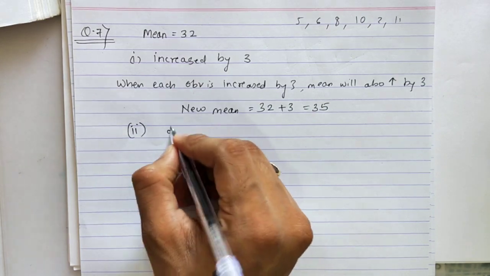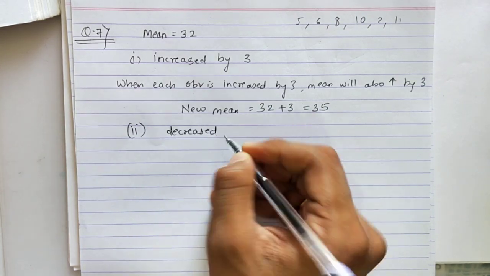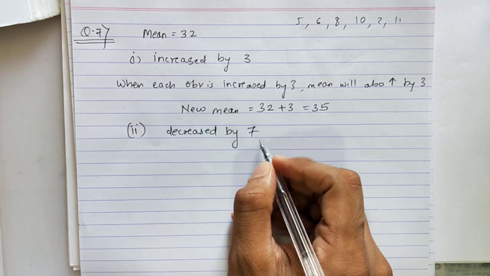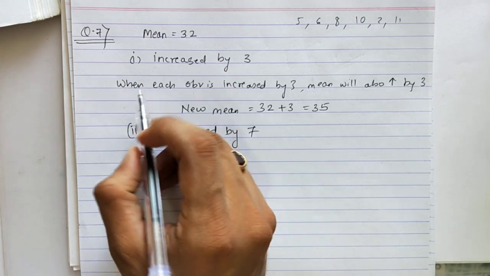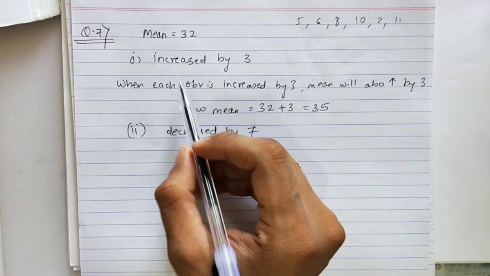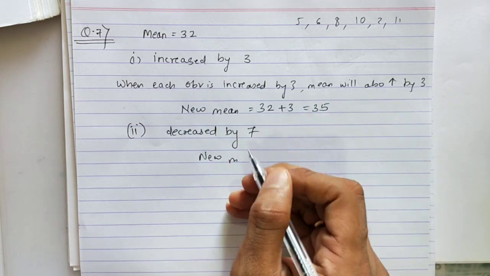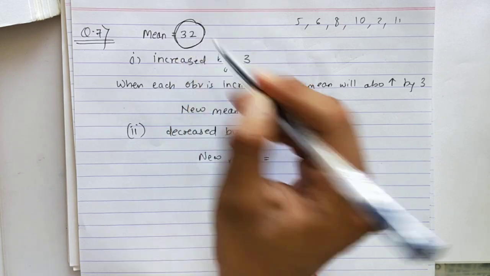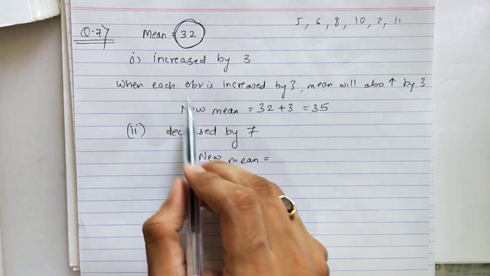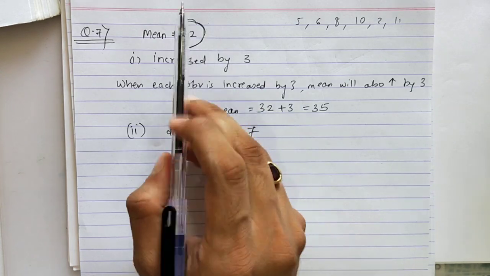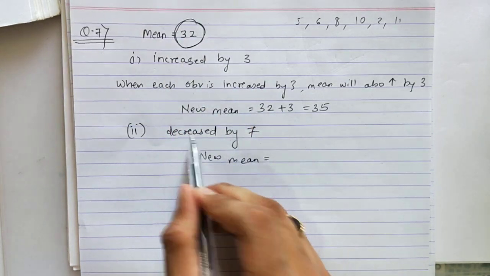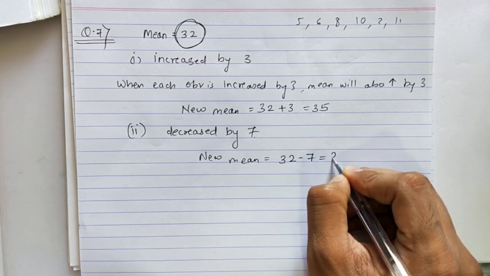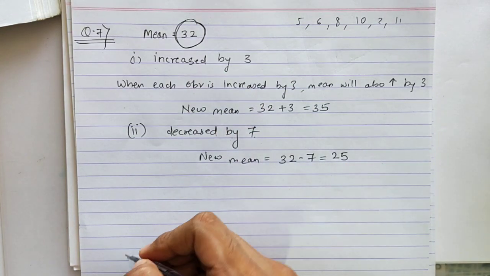The second sum was also the same, where it was said that each observation is decreased by 7. If each observation is decreased by 7, what will the new mean be? You have to write the statement again. I had written the statement in the last video, you also write this statement again. In all the sub questions you have to use this original mean, not the new mean which you find in any sub question. That should not be used. We have to use this original mean always. So decreased by 7 means the new mean will be the old mean minus 7, that is 25.